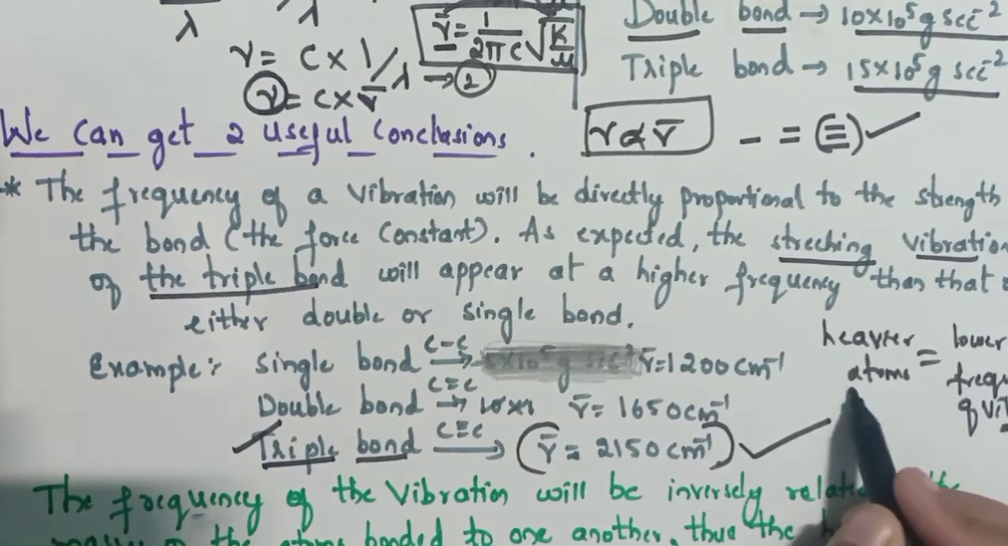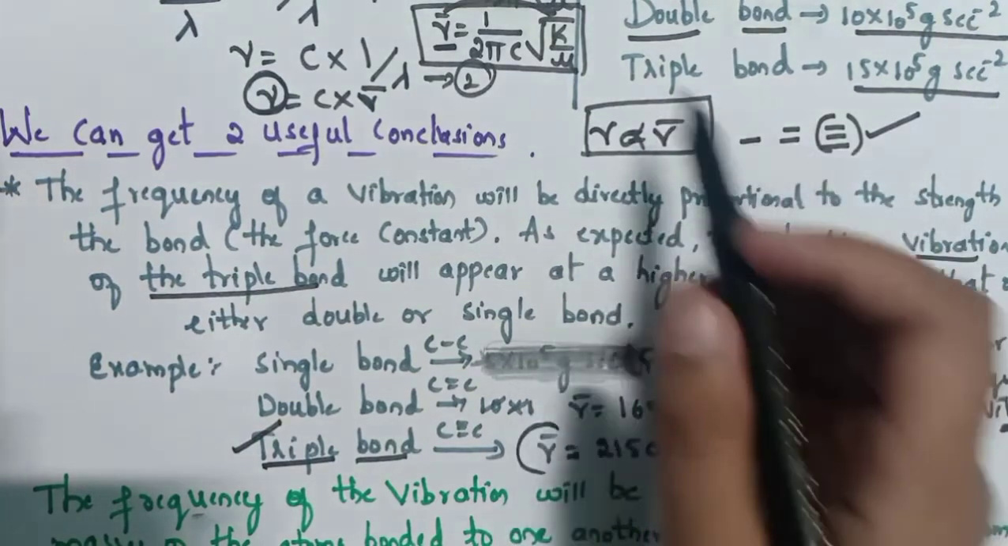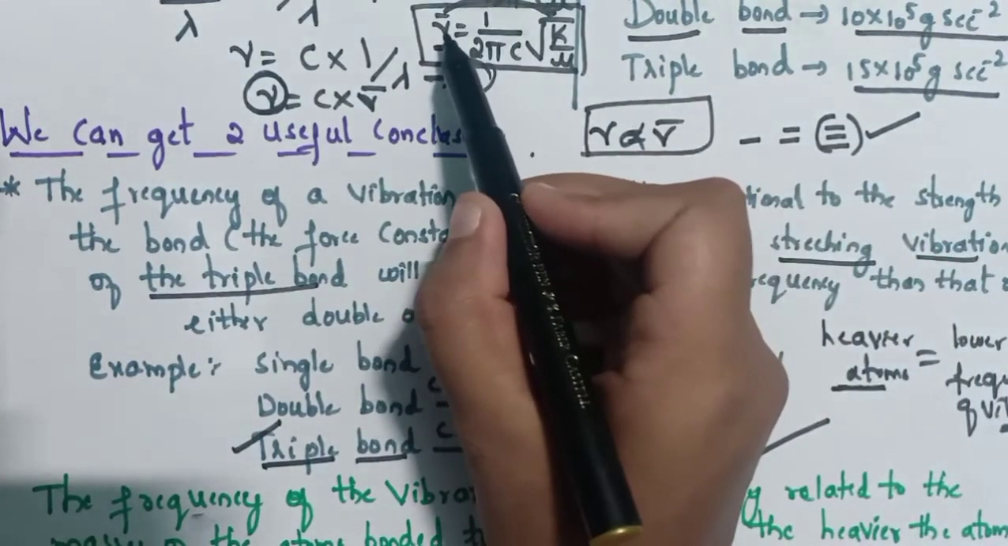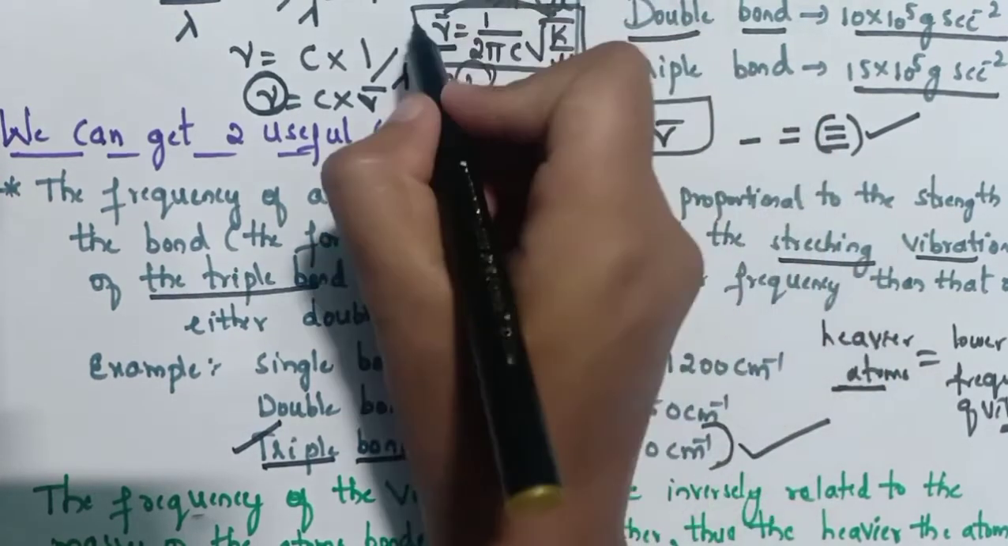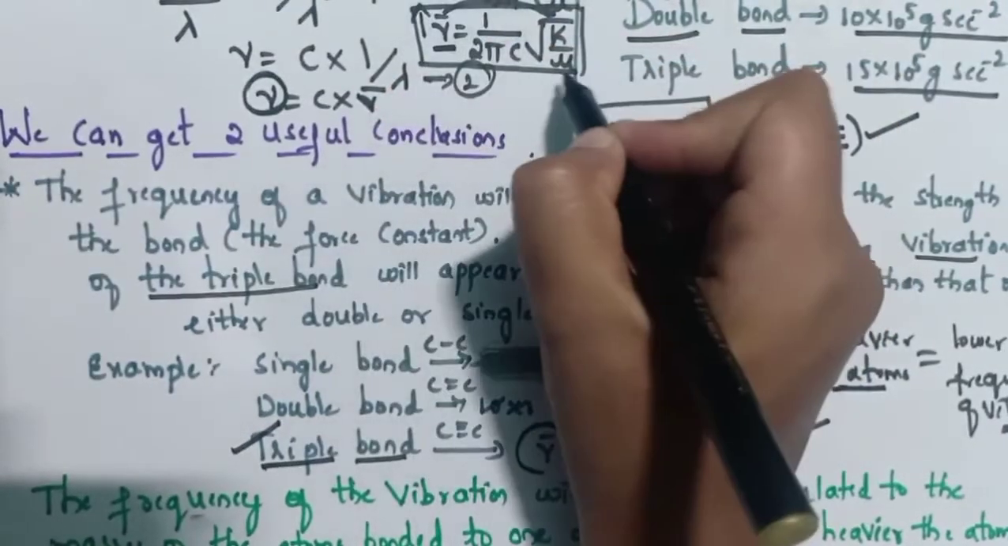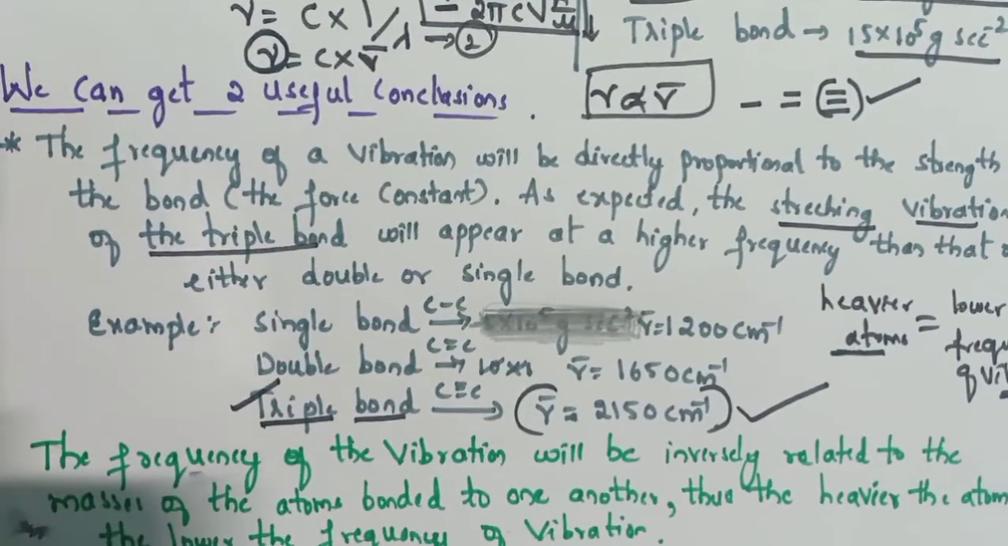Here I have said the heavier the atom, the lower the frequency of vibration. Why? Because in this equation, the frequency of vibration is inversely proportional to the reduced mass. That means if the reduced mass is increasing, the frequency will decrease. Now let us consider an example.